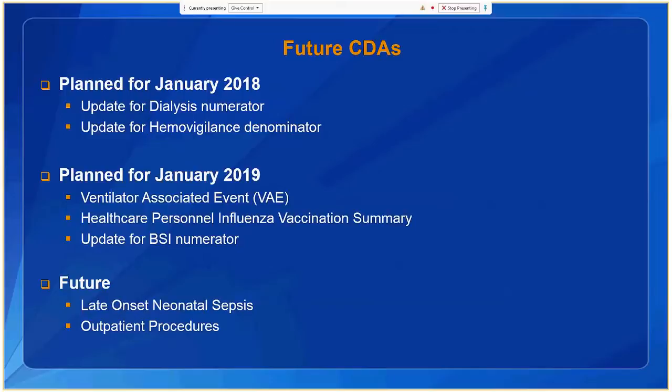And then also, we're working on ventilator-associated events, VAE, to become a CDA, and we're scheduled to deploy that in January 2019. We're also going to have the healthcare personnel influenza vaccination summary, which, as you know, they call the flu summary. That will become a CDA. And then we're going to have a BSI, the bloodstream infection numerators, getting 3 new fields added. So the flu summary will be a new CDA, and the BSI will be updated.